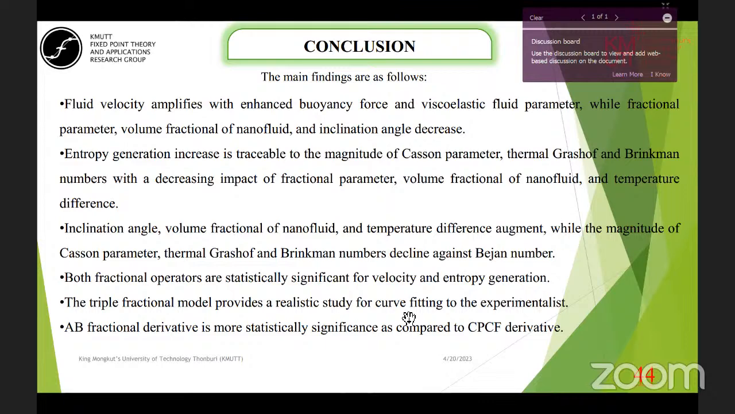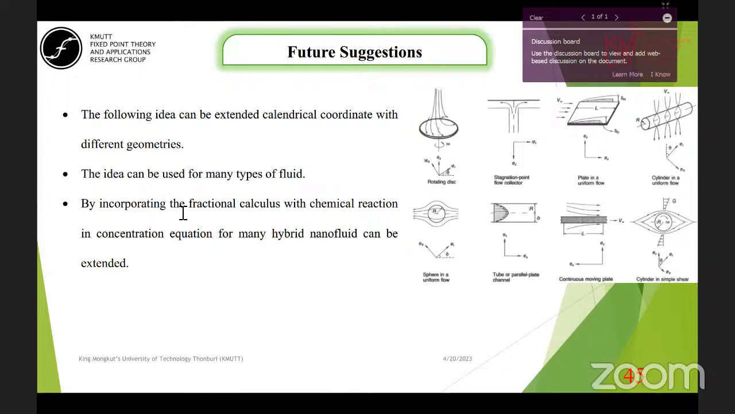These are some future suggestions: this phenomenon can be used with cylindrical coordinates, which means we can use it for cylindrical study. We can use it for many types of fluid, many types of nanoparticle, and by incorporating fractional calculus with chemical reaction and concentration equation, it can be extended for many hybridized fluids.